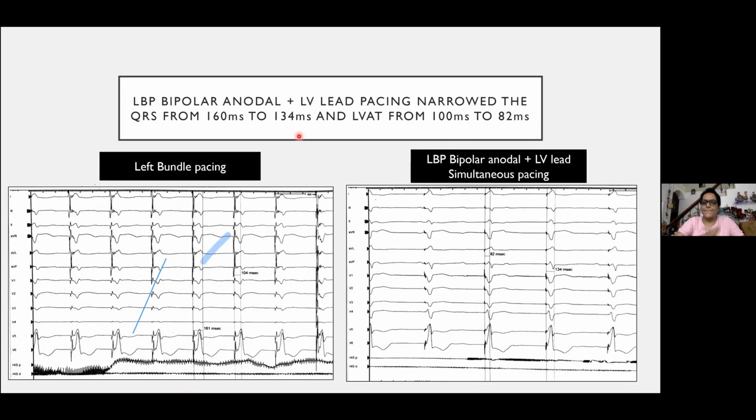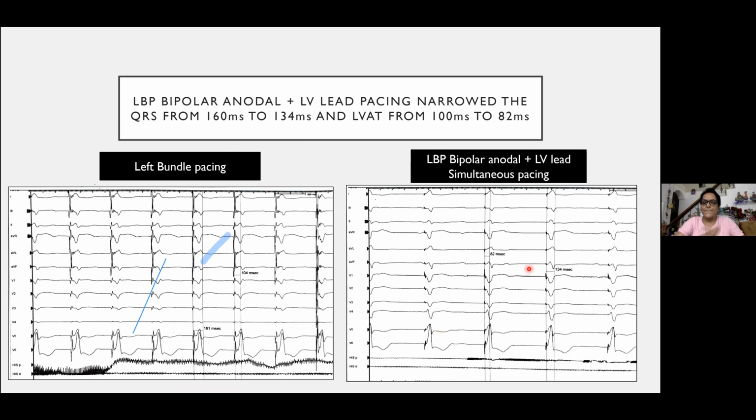So this is an LV bipolar anodal. This LV bipolar anodal plus LV lead pacing narrowed the QRS from 160 milliseconds. This is the traditional pacing that we are doing, only pure left bundle pacing. And this is LV bipolar anodal with LV lead simultaneously pacing. So it is an epicardial LV lead plus LV bipolar with anodal capture.